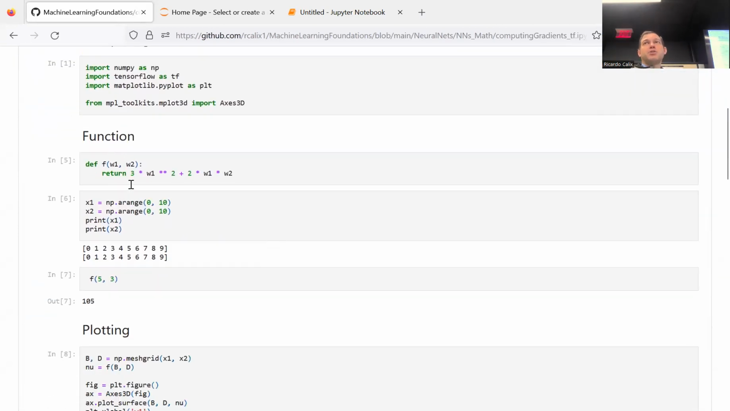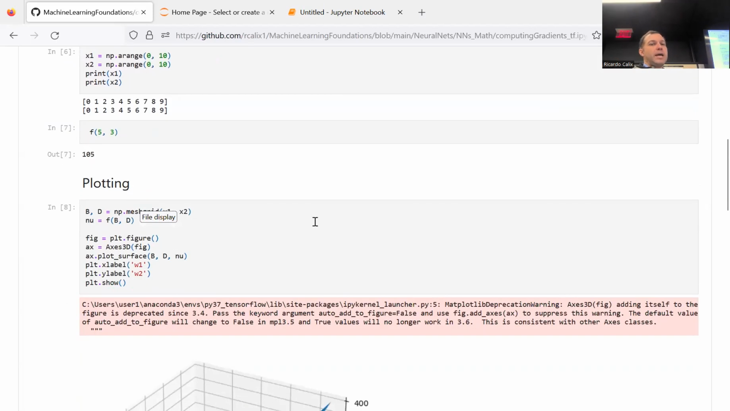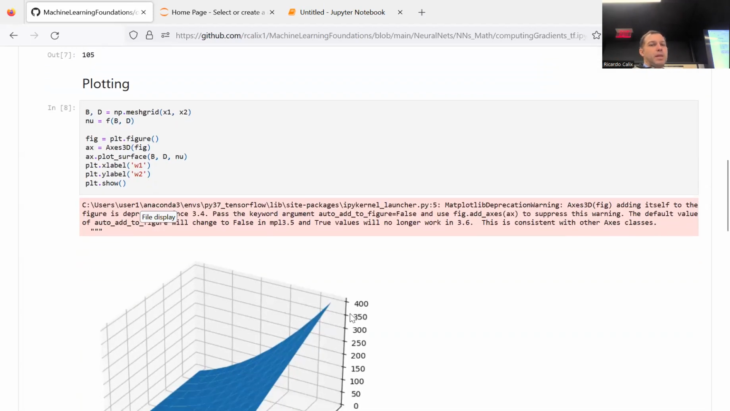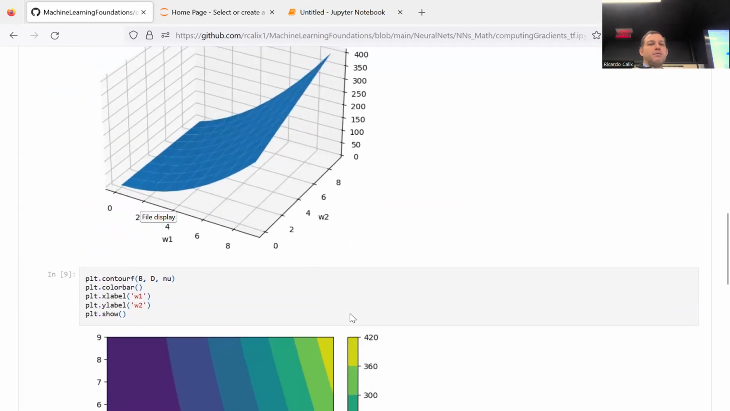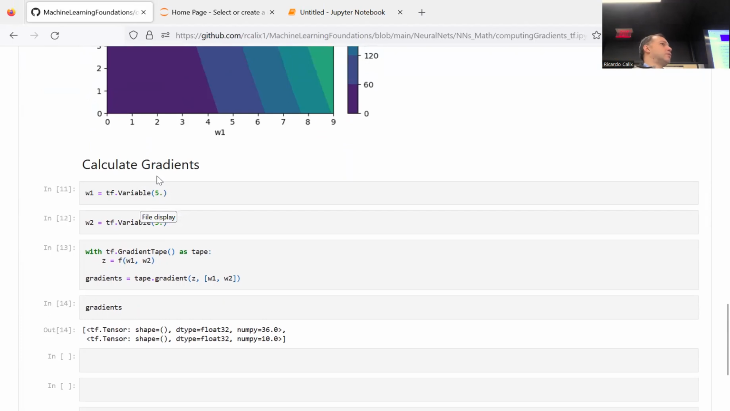Same idea. We have a function. This time we have this function, which is the loss function. Think of it as cross entropy. We have some values, right? Then we plot it just kind of like before. And then here, if you notice, we use TensorFlow to calculate the gradients, which is basically taking the derivatives.